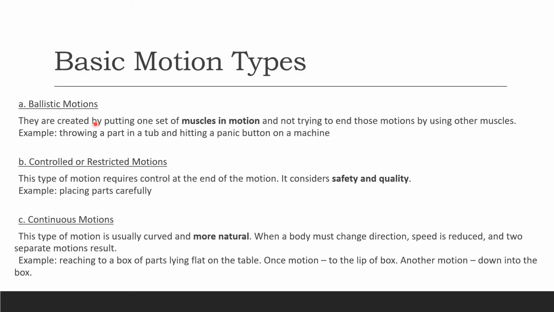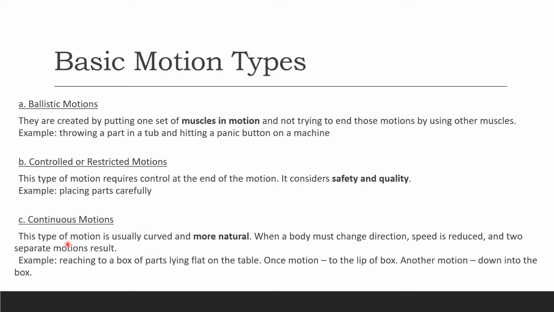So we have three distinct motion types. Well, they're just the basic motion types. Ballistic motion is nothing but putting one set of your muscles in motion, and you're not trying to end those motions by using other muscles. For example, throwing a part in a tub and hitting a panic button on a machine are examples of ballistic motion. Another one is controlled or restricted motion, and this type of motion requires control at the end of the motion, so it considers safety and quality. Again, safety and quality. For example, you can see this type of motion in placing parts very carefully.